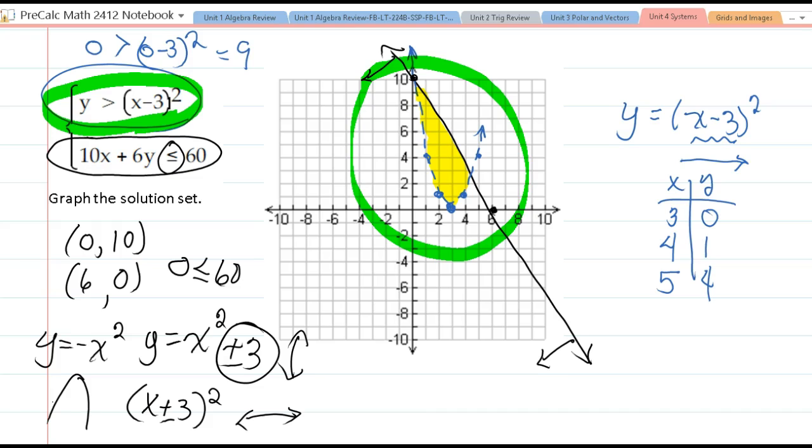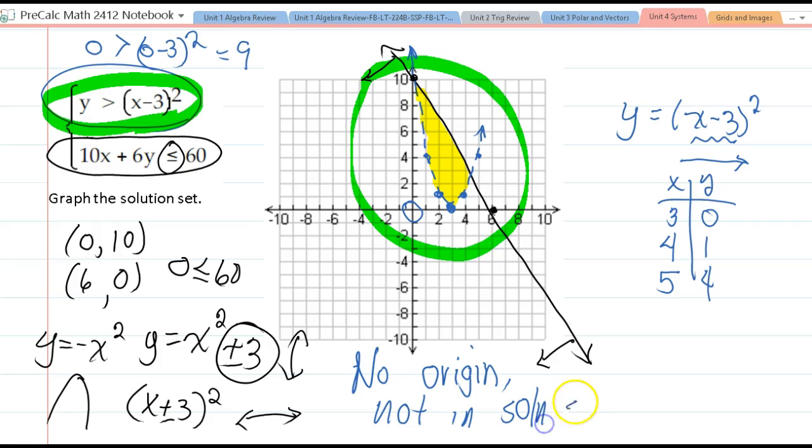And then the next question we can ask, I think that was the one other misconception we had on my question, my fault, and that was: is the origin in the solution that we see there? Here's our origin, and it's not in that yellow shaded area. So the answer is no, the origin is not in our solution set. And that concludes this video.